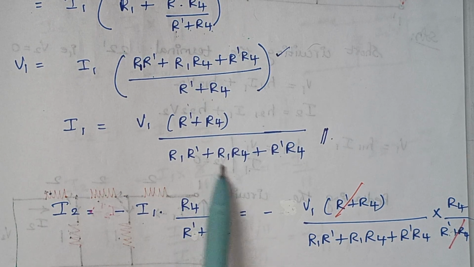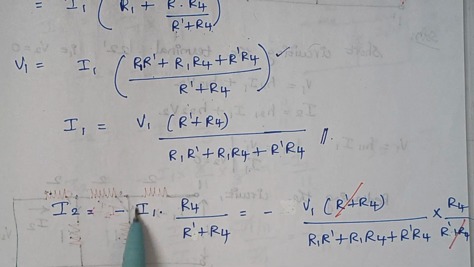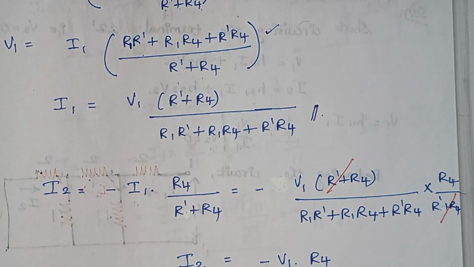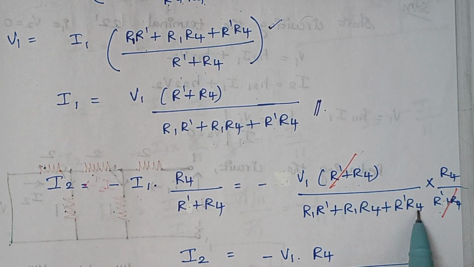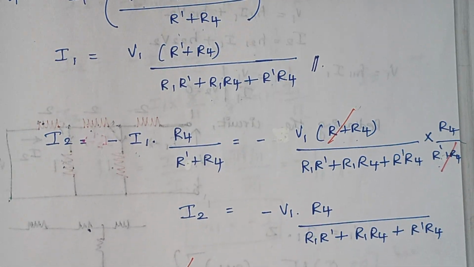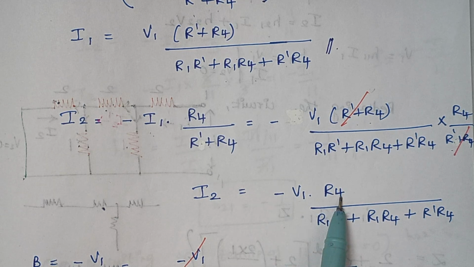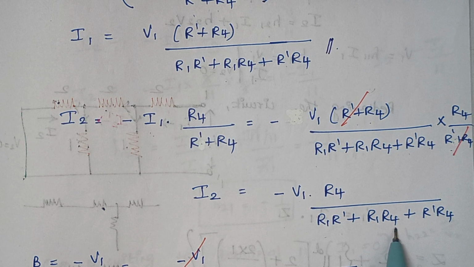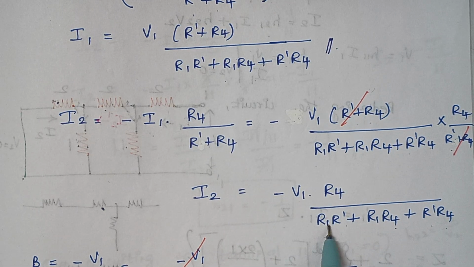So here, you see we have calculated the value of I1 here. So in the place of I1, just substitute this value. So when you substitute, what happens? You see this term R dash plus R4, they get cancelled. And finally, we end up with I2 is equal to minus V1 into R4 divided by this term, okay, R1 R dash plus R1 R4 plus R dash R4. So this is your expression for I2.